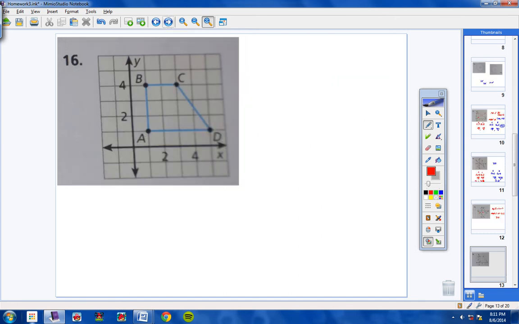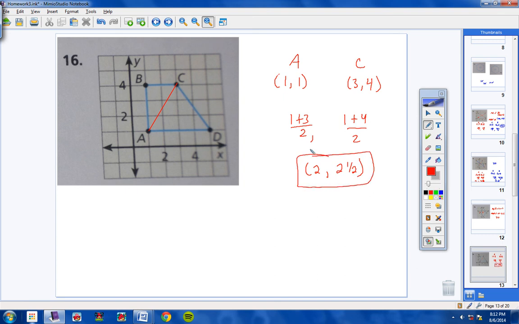Okay, number 16. I wish they could all be that easy, but they're not going to be. Let's take a look at segment AC, and let's go ahead and find the midpoint of AC. It looks like point A is going to be 1, comma 1, and point C is going to be over 3 and up 4. So 3, comma 4. Well, let's find the midpoint. X plus x is 1 plus 3 over 2, comma, y plus y is 1 plus 4 over 2. Of course, 1 plus 3 is 4 divided by 2 is 2, and 5 divided by 2 is 2.5. So the midpoint of AC would be 2, comma 2.5.